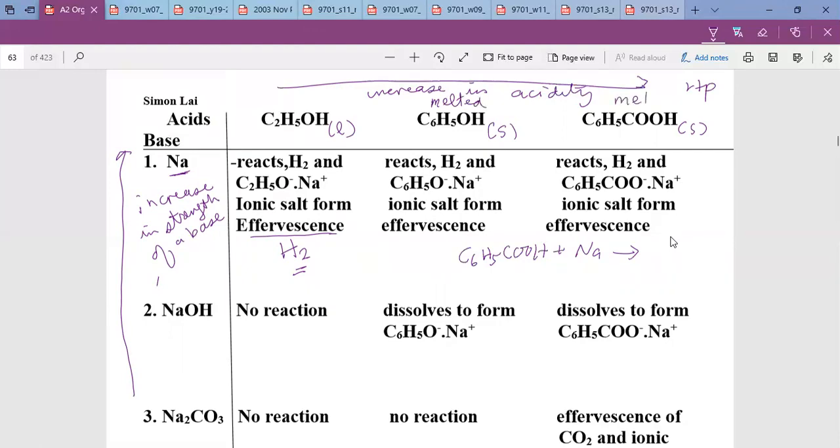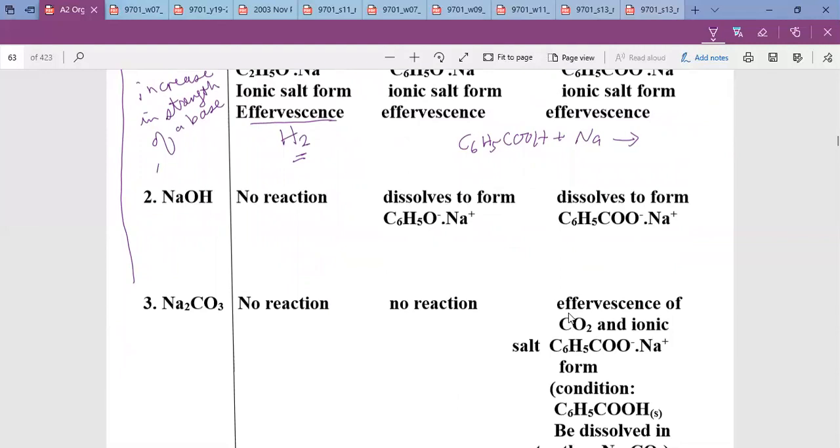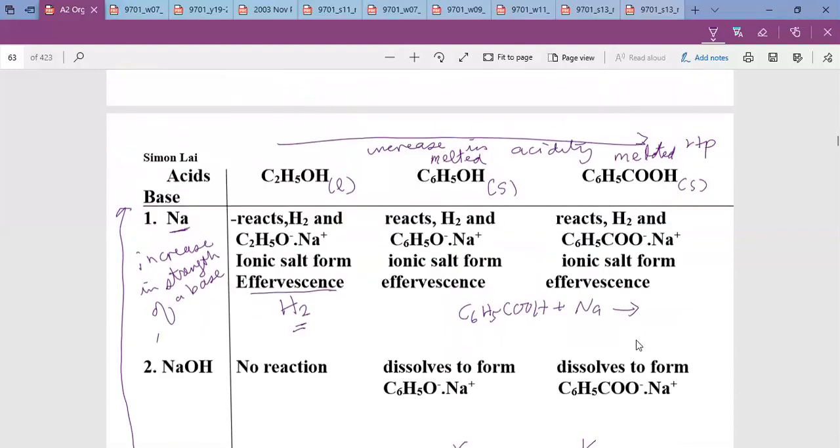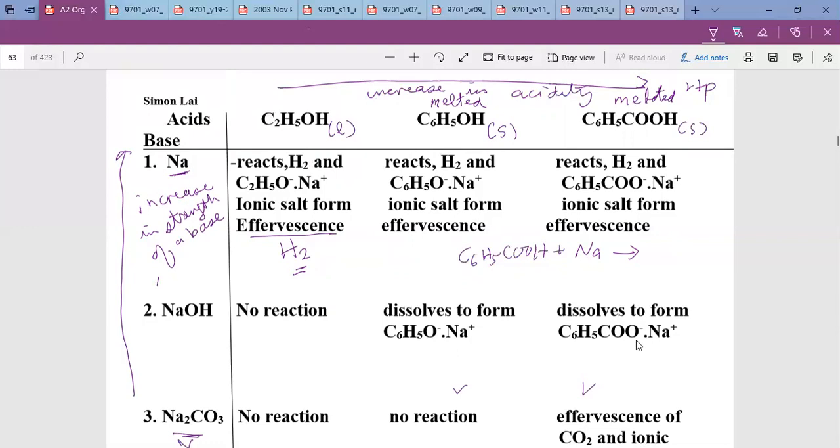One year they asked this. Here, for sodium carbonate, you have to put water; it must be dissolved in water to see this reaction. These are called experimental techniques, so you need to know them. When melted, you get effervescence of hydrogen gas. Here you get sodium benzoate, a famous salt, different from the phenoxide.